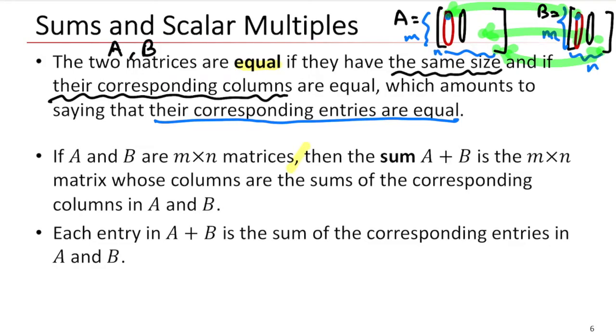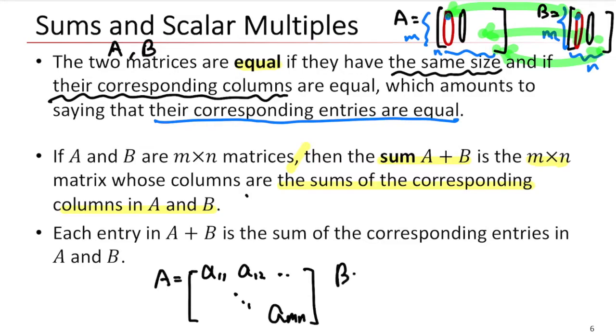then the sum A plus B, matrix A plus matrix B, is the n by n matrix whose columns are the sum of the corresponding columns in A and B. What does it mean? Okay, let's say we have a matrix A with entries A11, A12 through Amn, something like this, okay? And we have another matrix B with entries B11, B12 through Bmn, something like this.